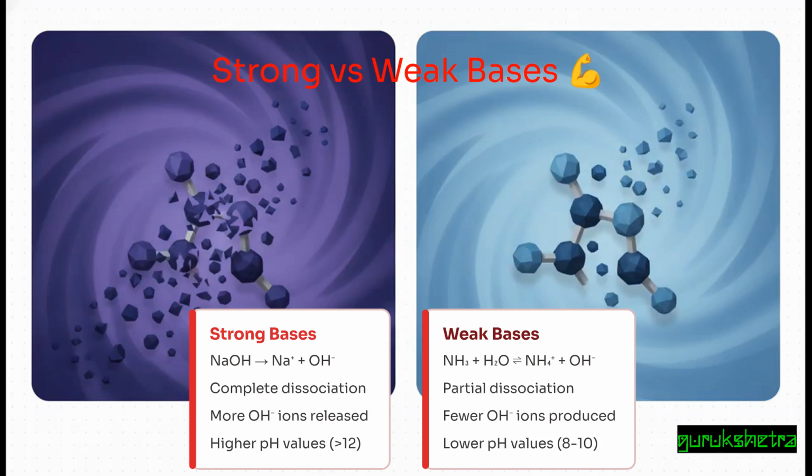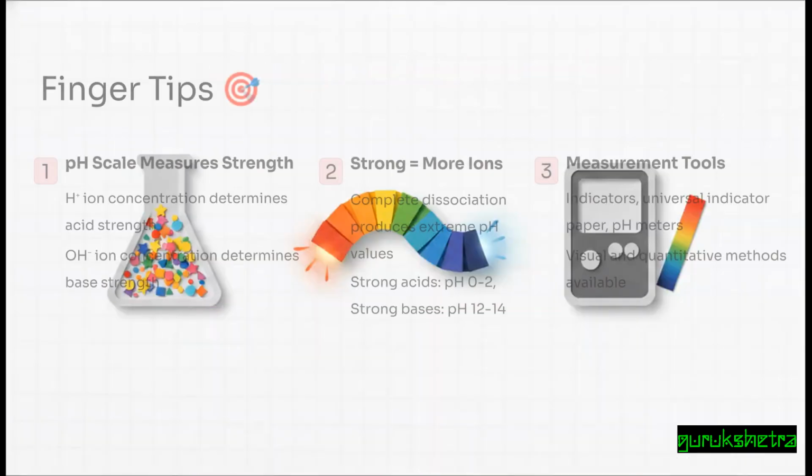It produces fewer OH- ions, keeping the pH in a much more moderate, manageable range of 8 to 10. So, just remember, chemical strength isn't just about concentration, it's really about how completely the chemical breaks apart in water. Let's do a really quick recap of these core rules before we move on.